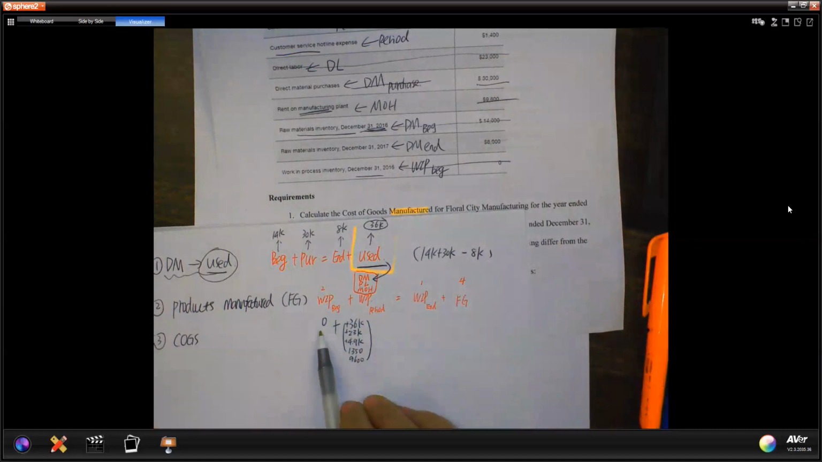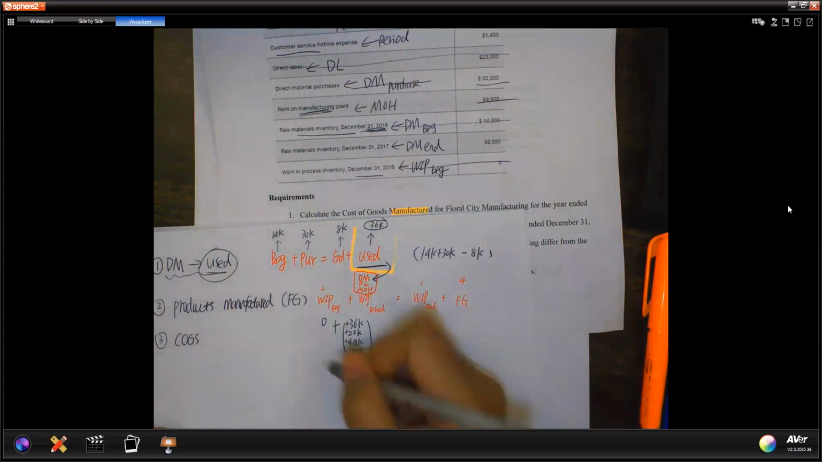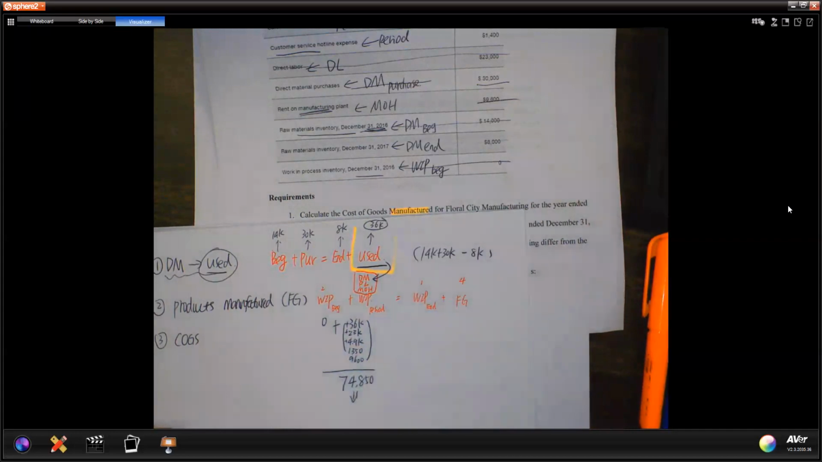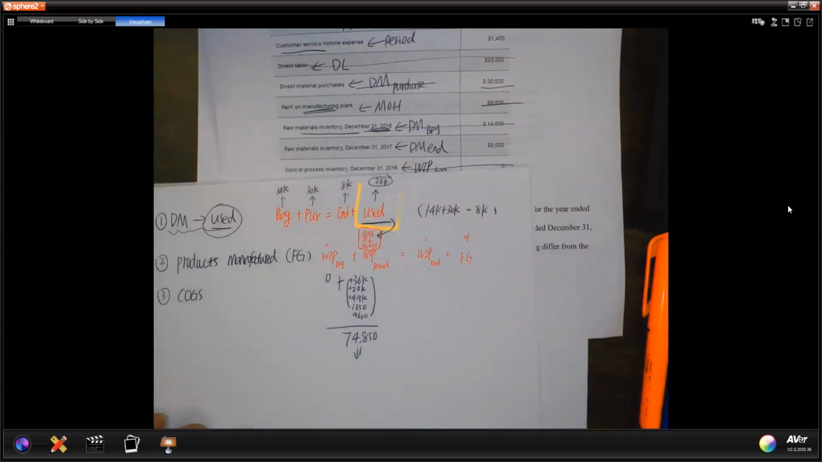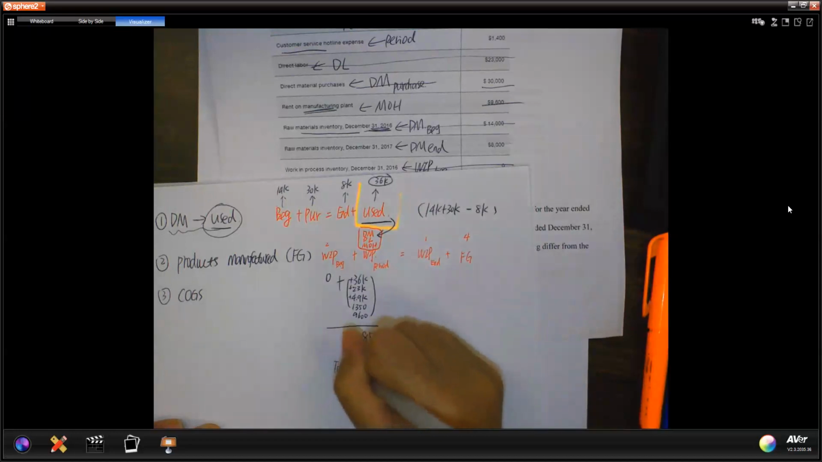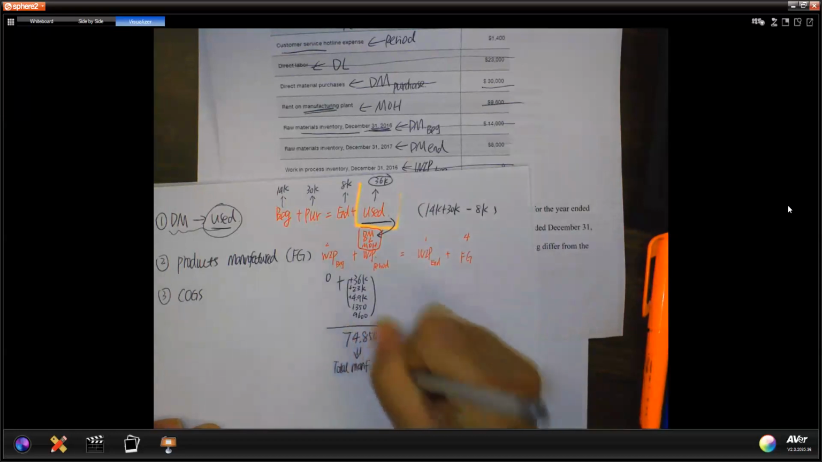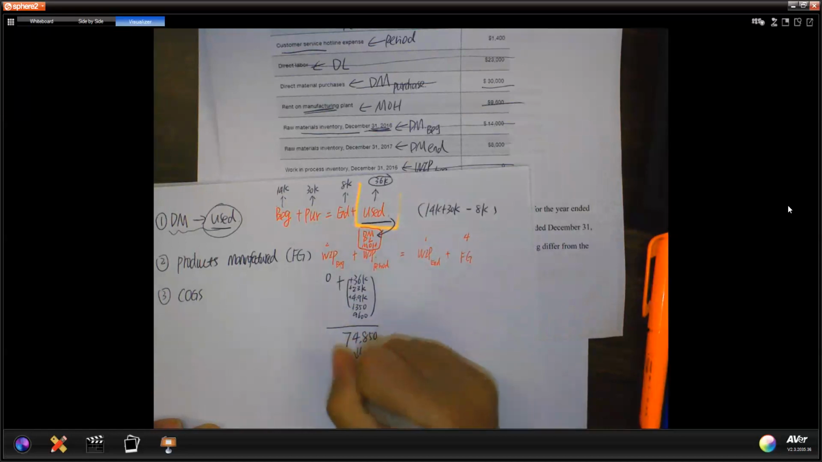At the beginning, it's 0. During the period, we spend all this money. So totally, we have this cost, 74,850. That is the total manufacturing costs to account for.